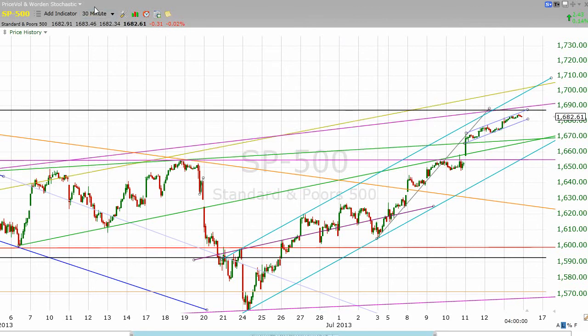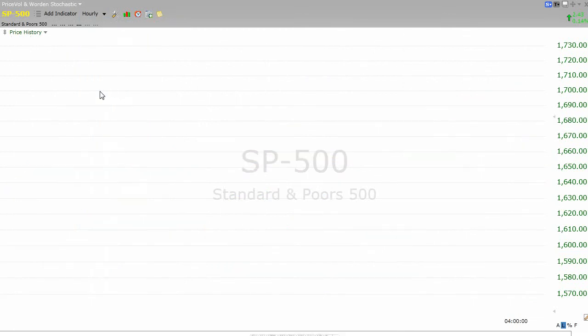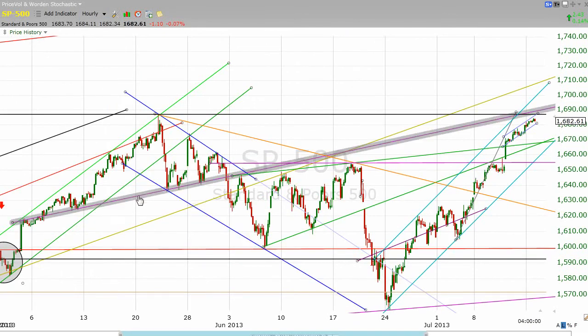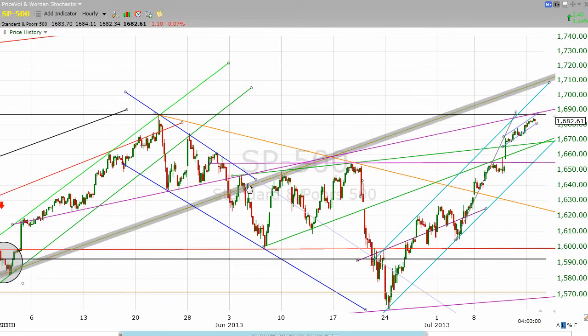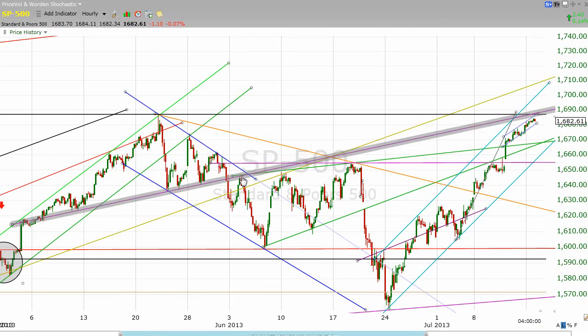This ascending purple line, if you'll recall, is the neckline from this head and shoulders pattern that formed through the month of May and broke down in early June. This extends on out. That should provide some resistance. And by the way, getting over that line right here sure was a good buy signal back on the 8th of July.